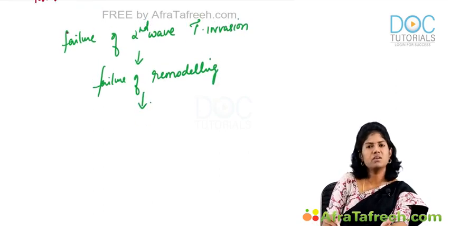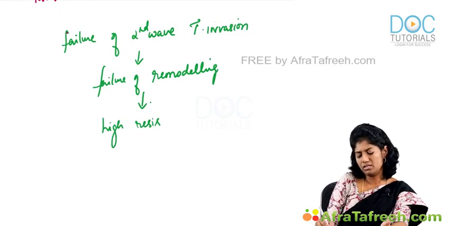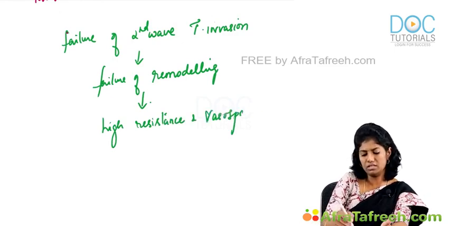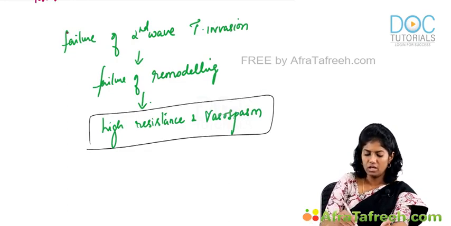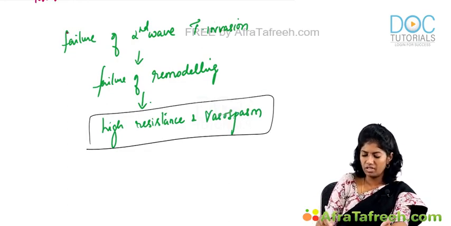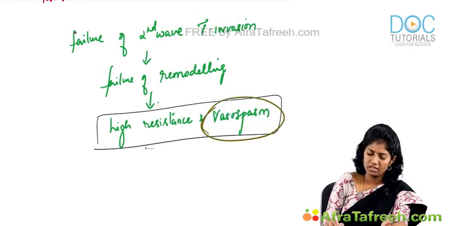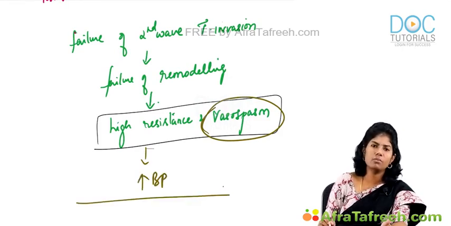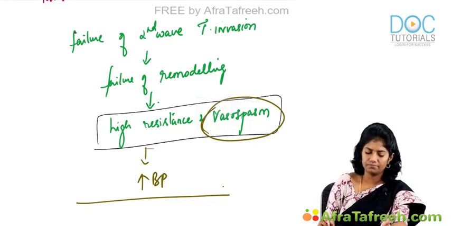So, resistance fails to drop, so high resistance and vasospasm. Okay, so this is the key word that you have to remember, high resistance, and more importantly you have to remember this word vasospasm. This increases the blood pressure. So this is what the theory of abnormal trophoblastic invasion or abnormal placentation says.